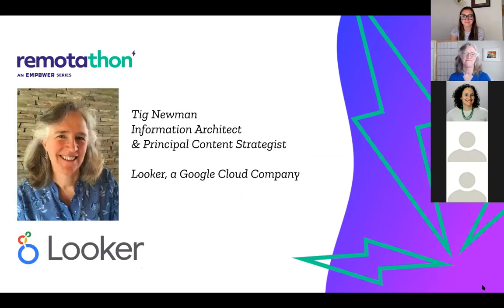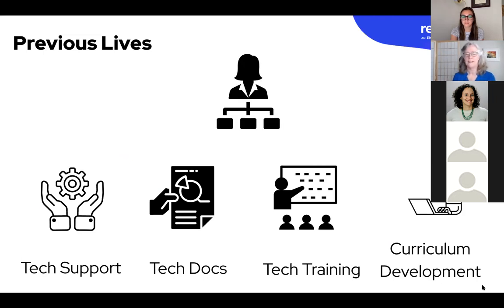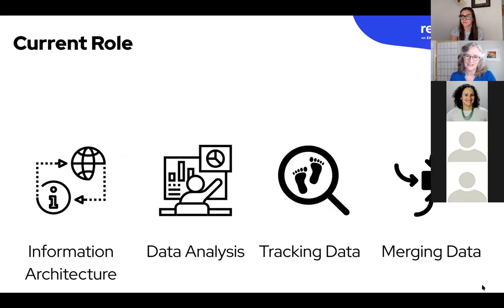Thank you. I'm Tig Newman, information architect. I also get called principal content strategist for Looker. And a few months ago, we were purchased by Google Cloud. So just to give you a sense of where I'm coming from, my career involved doing technical support, technical documentation, technical training, curriculum development. I've been a lead or manager of all of those things. And these days, I'm information architect, and that involves, among other things, data analysis, tracking data we haven't been tracking before, and merging data.